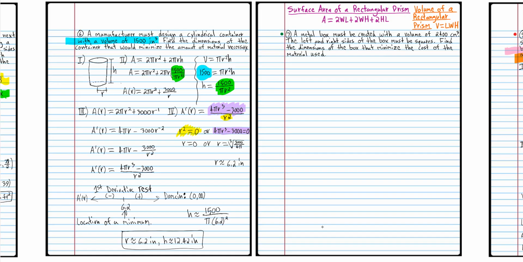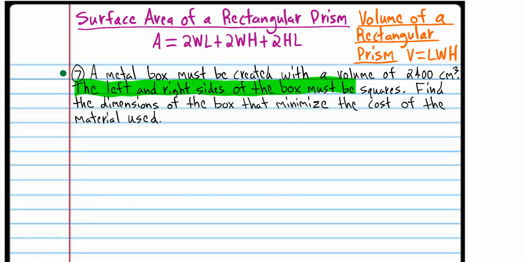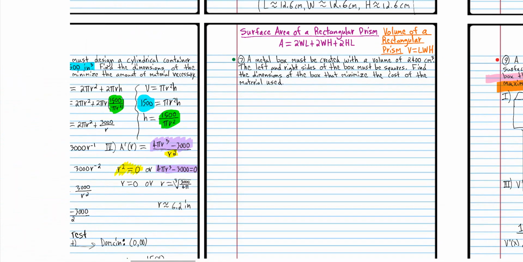So I know these problems can be overwhelming, but you still need to know how to do these. So try number 7, and I want you to be aware that it says here in green, the left and the right sides of the box must be squares. So in problem number 5, it said the base of the box had to be a square, which assumed that obviously the top of the box was a square. But now it's saying the left and right sides of the box must be squares, so that's a little bit different. So keep that in mind.